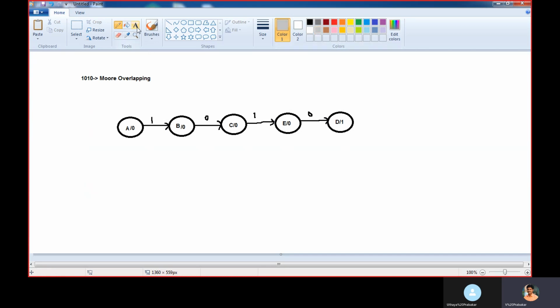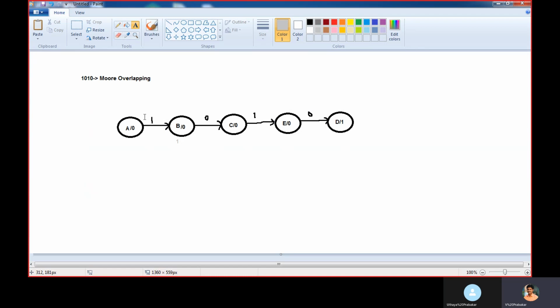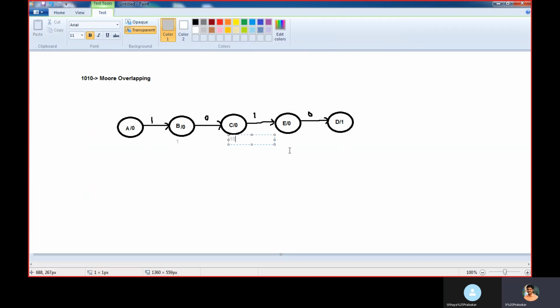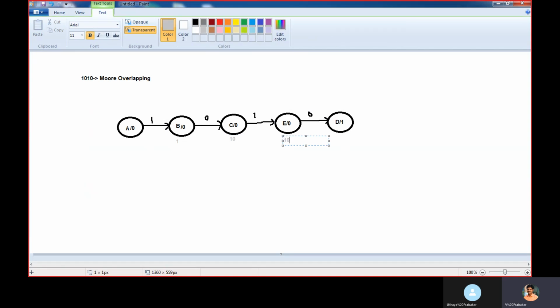Okay. Just write this value for understanding purpose. If we get 1, we are in this state. If we get 1 0, we are in this state. If we get 1 0 1, we are in E state. Here 1 0 1 0 means we are in D state.